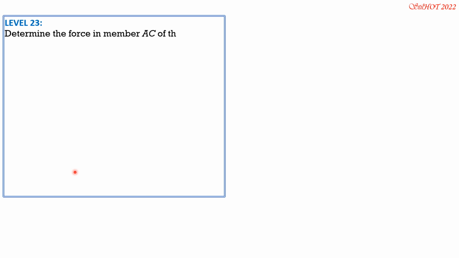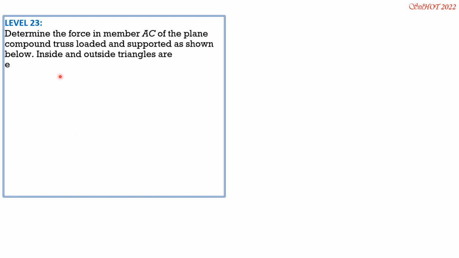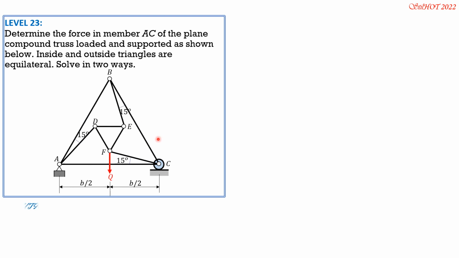I uploaded level 23 to the Trusses part 5, but I found out that there was no pointer, so it's hard for you to understand the explanations there. So I remake this video. So this is the second solution.